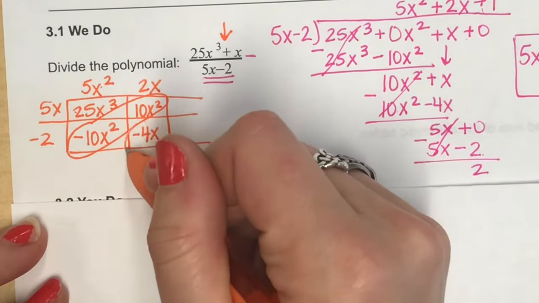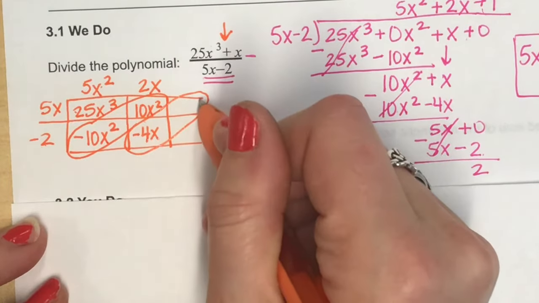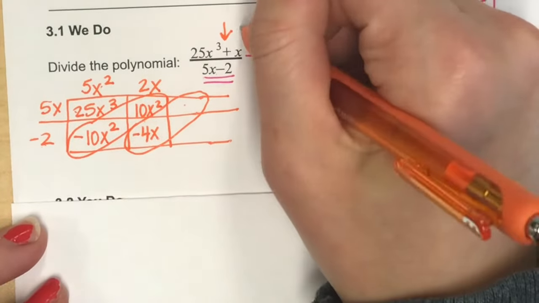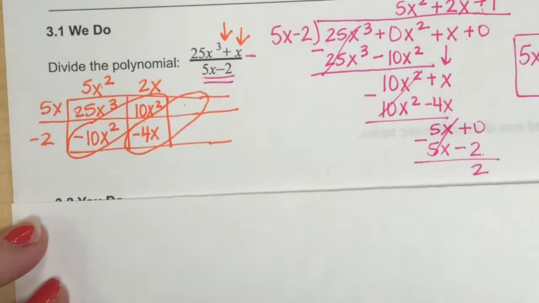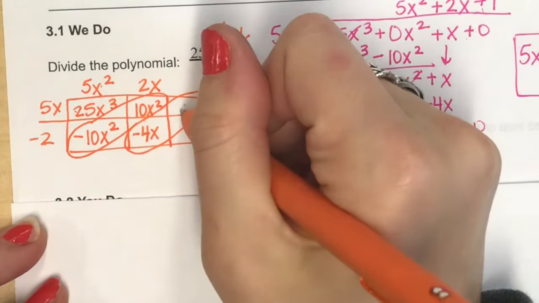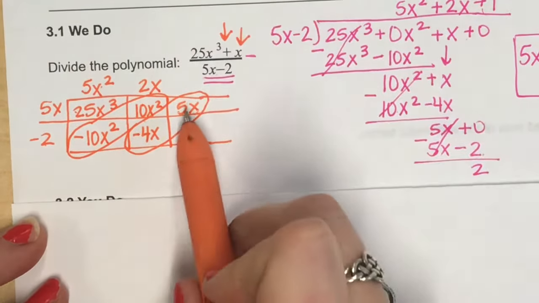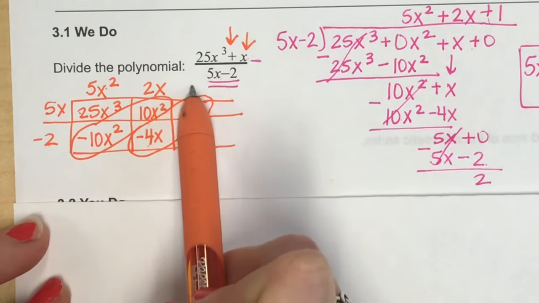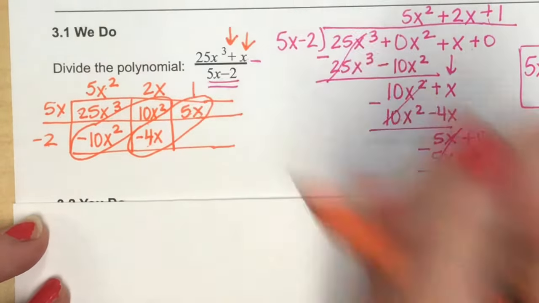Again, I'm going to do the same thing. I'm going to go diagonally, and I want to figure out 4x plus what is going to give me a positive x. And so if I put those together, I get a 5x here. So when I add these two, I get a positive x. So now I go 5x times what gives me 5x? Well, that would be a 1.